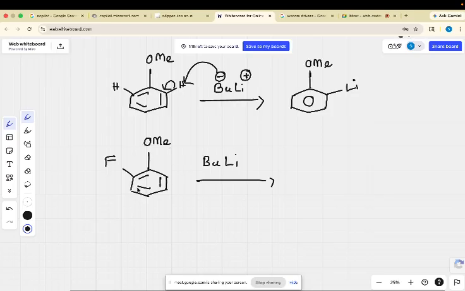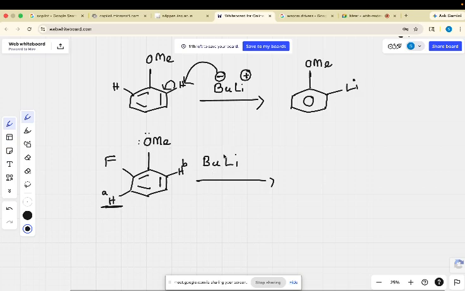So which proton will it abstract, this or this? Next to OMe. See, here it doesn't abstract the proton next to fluorine. Basically, oxygen and fluorine: fluorine is more electronegative, right? So this hydrogen is more acidic. If I compare the acidity of this HA and HB proton, HA is more acidic. But why is HA not abstracted by this alkyl lithium species?